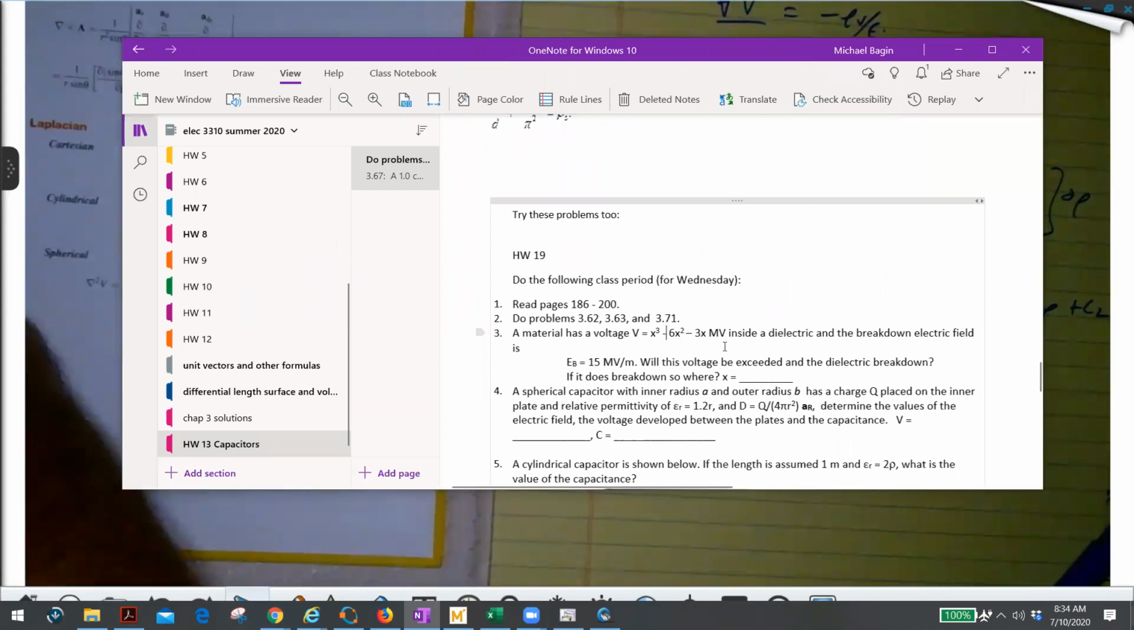All right, let's go through it first of all. A material has this is the voltage, right, inside a dielectric, and the breakdown electric field is 15 megavolts per meter. Will this voltage be exceeded and the dielectric break down? And if it does, where does it break down? So how do you figure out if that voltage is exceeded? First, the breakdown strength is 15, right? Let me go ahead and do this one, because that's a good problem.